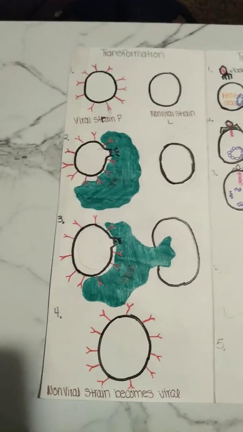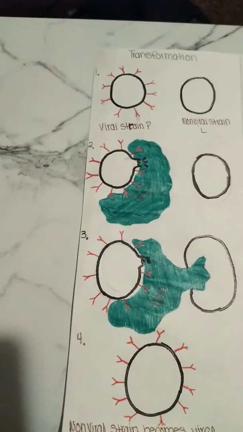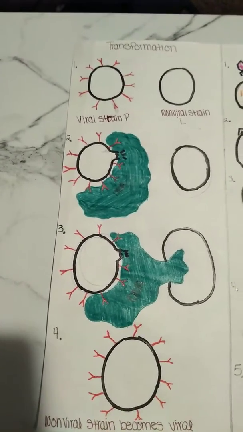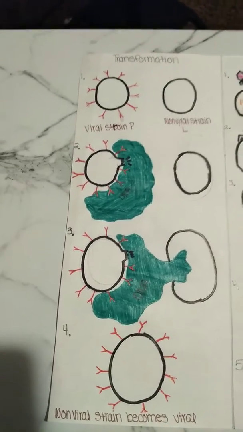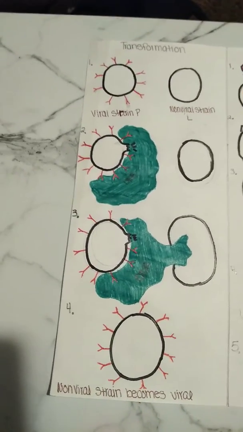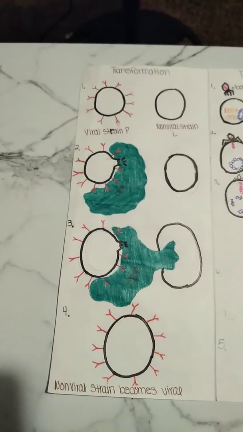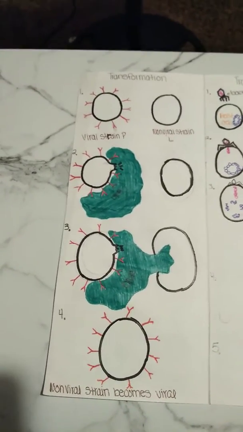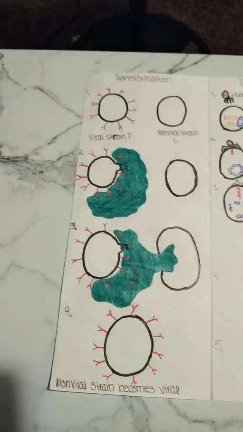So for extra credit, I did draw transformation, transduction, and conjugation. So for transformation, I actually drew two different strains of the same bacteria. I drew a viral strain and a non-viral strain. The non-viral typically doesn't cause disease, but the viral strain does.